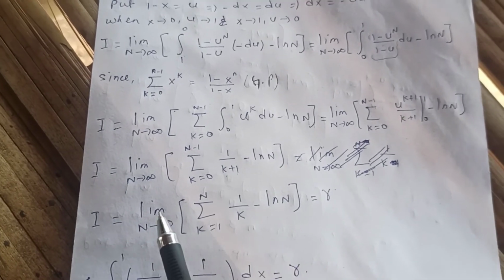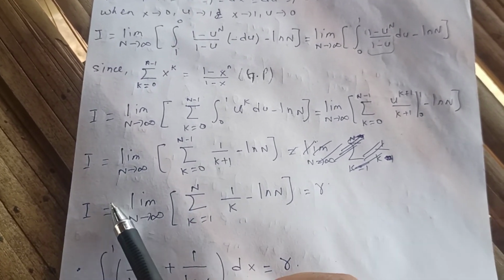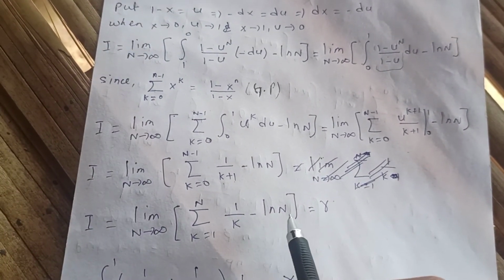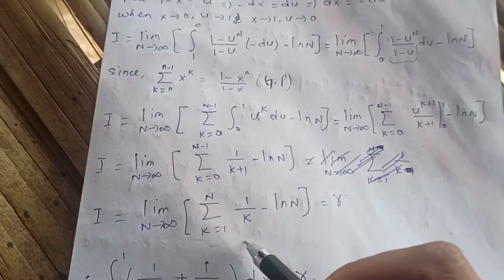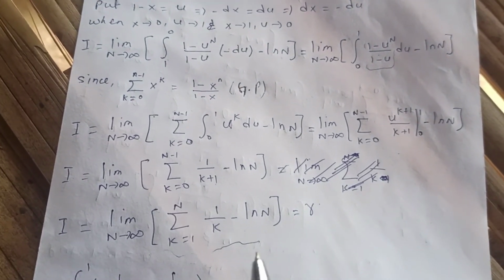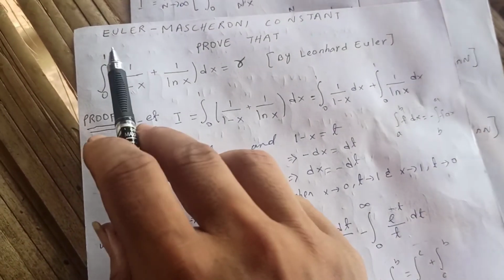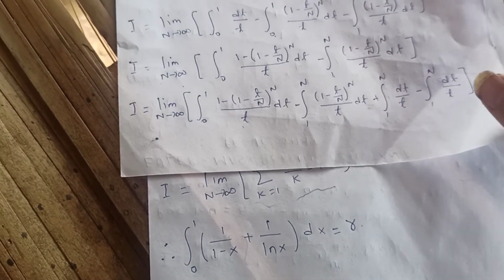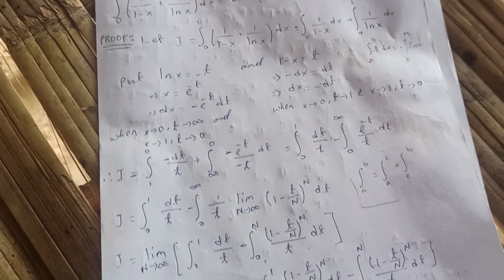So we can change this as I equal to the limit as n tends to infinity of the sum from k equal to 1 to n of 1 over k, minus log n. This limit is what we call the Euler-Mascheroni constant, which is represented by the small gamma. Hence, the original integral, the integral from 0 to 1 of (1 upon 1 minus x plus 1 upon natural log of x) dx, is the Euler-Mascheroni constant. This integral is represented by Euler himself.